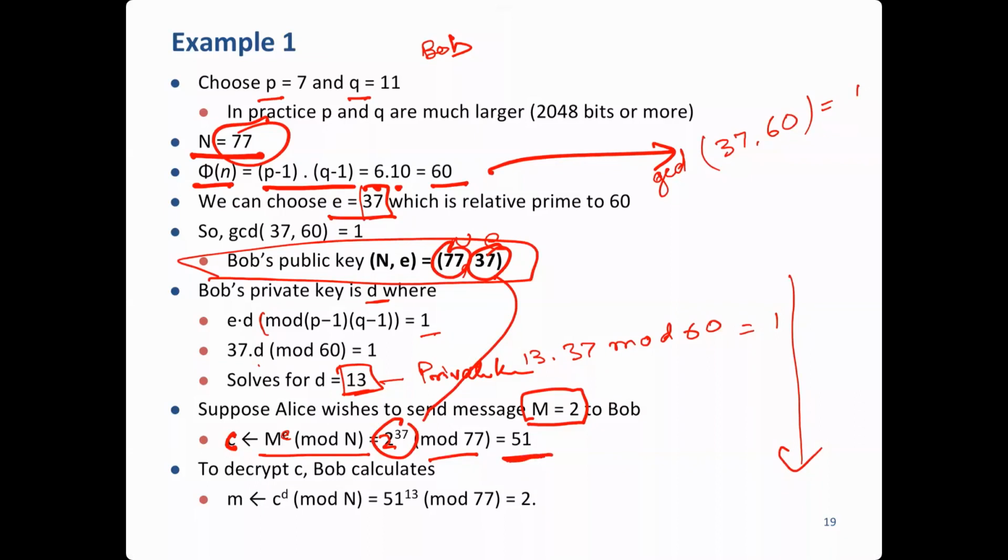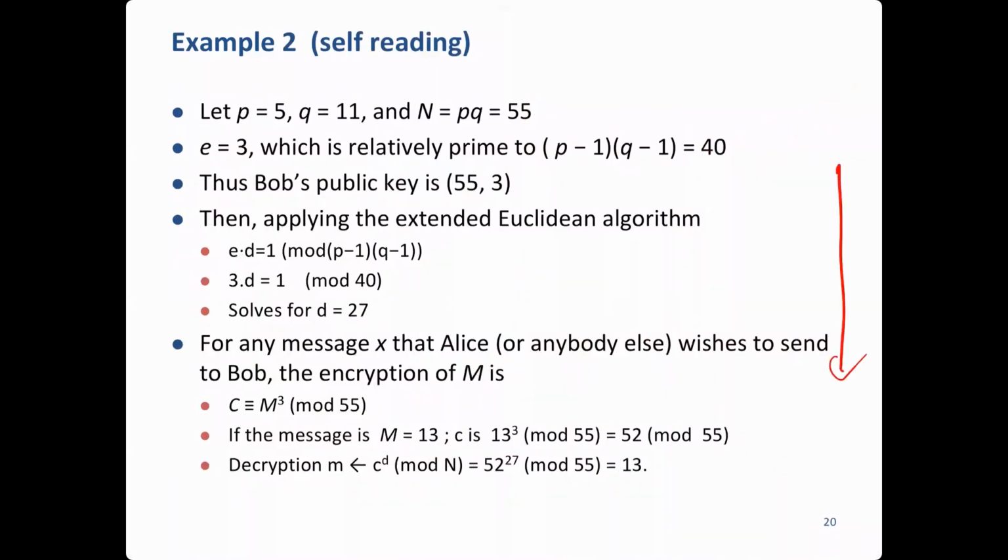Now Bob receives what? Bob receives only 51. Bob doesn't receive Alice's public key or anything else. So Bob receives 51. He uses this value of C, 51, and raises it to the power of his own private key, which is 13. Do mod of that, and the answer is 2, which is the same as the text which Alice has sent. Okay, this is the answer. You can go through this example by yourself and get the answer, right?